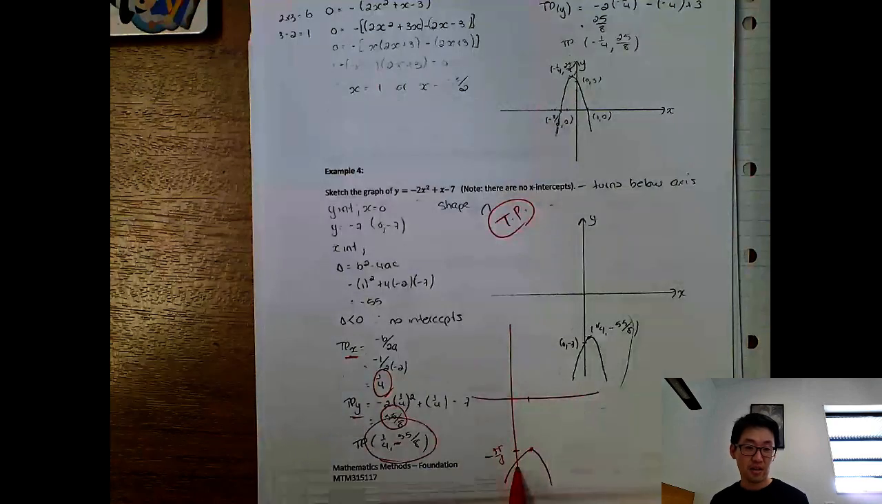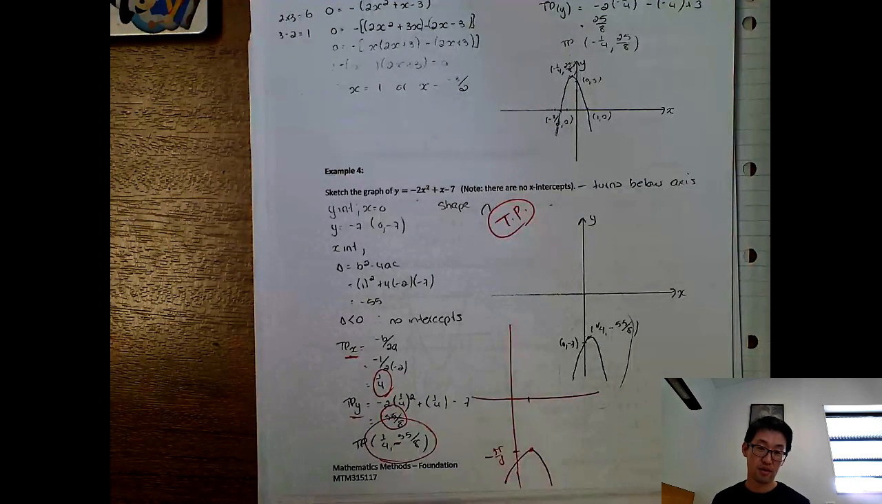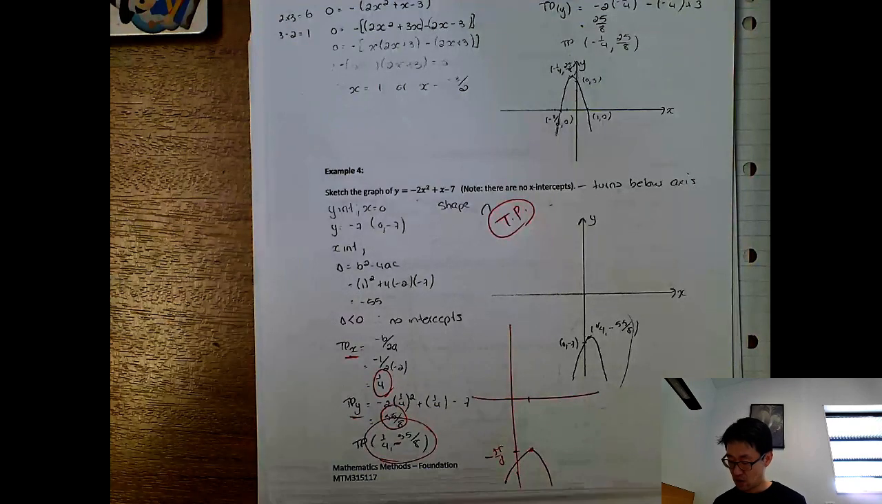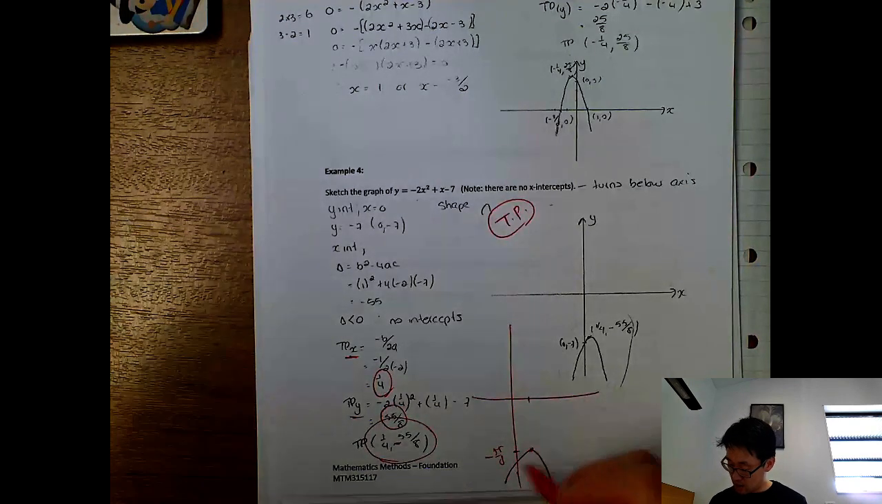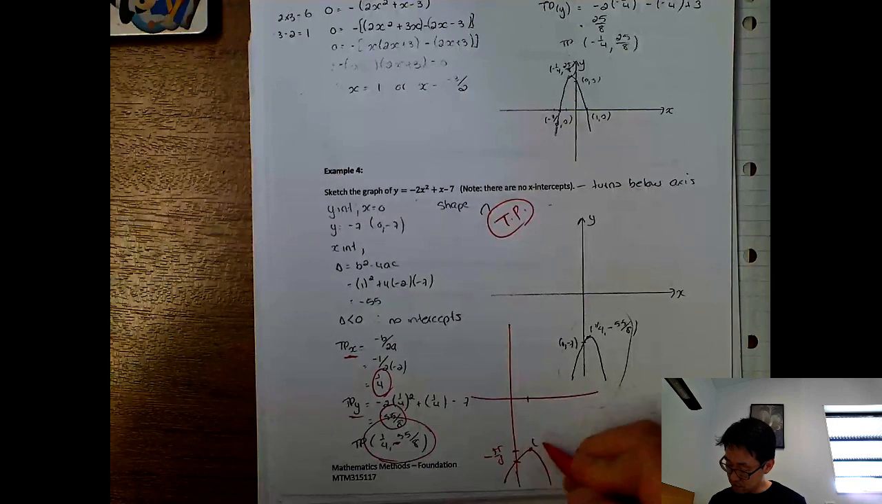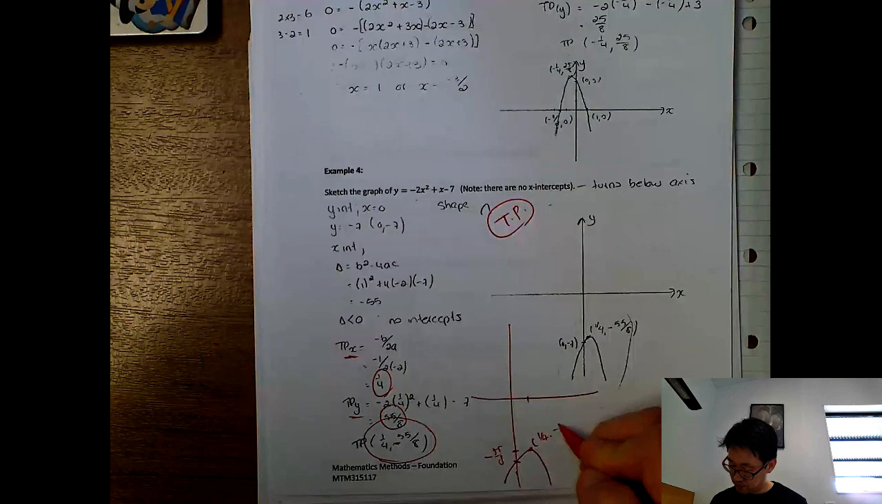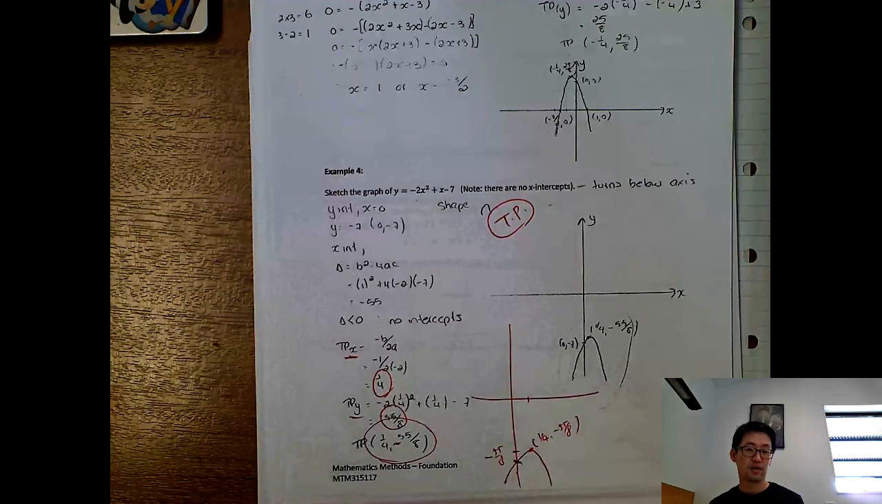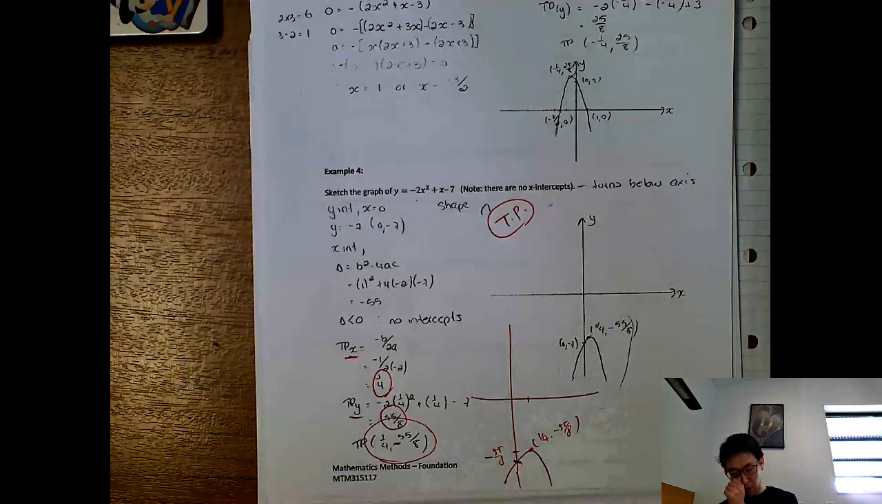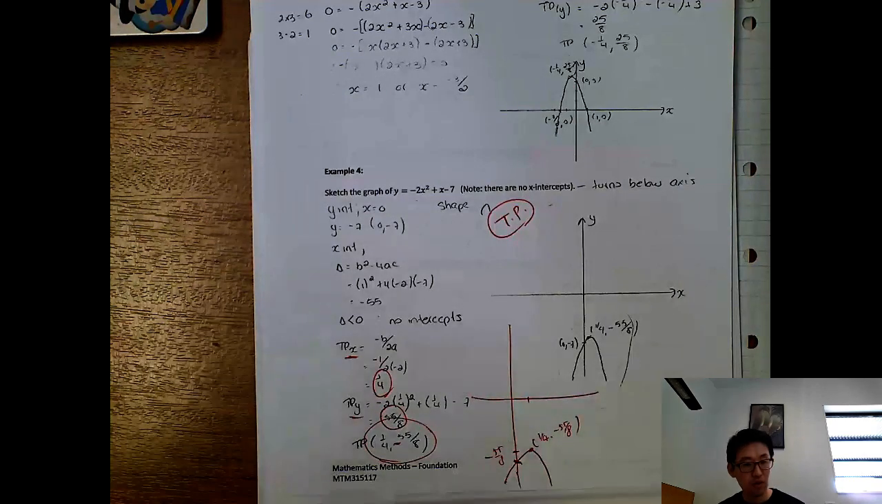Do we have any x-intercept? No. So you don't need to get it. You can write it down: there's no x-intercept. And then all I need to do is write down the turning points and get the y-intercept when x equals 0. That's all you need to do.